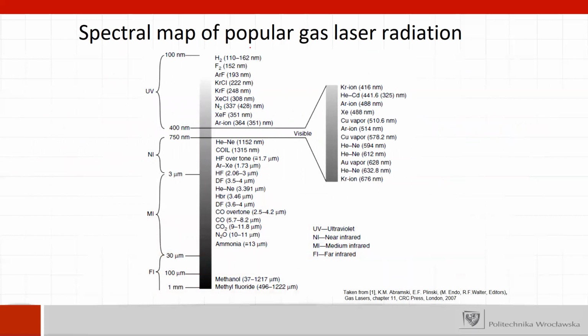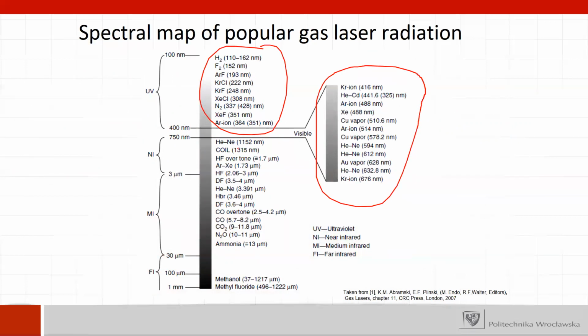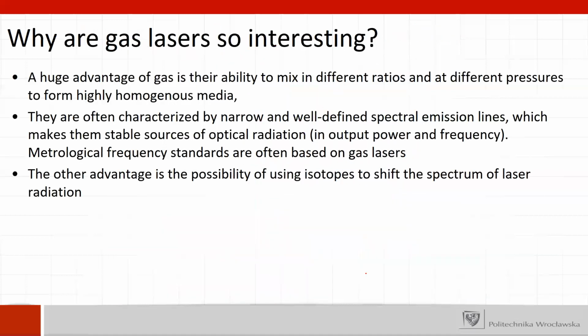Okay, so we have excimers that generate light in the UV range. We have a lot of compositions, mixtures that can generate visible light and also infrared light. And some of the gas lasers can generate even very far infrared, like methanol. You can see these are even millimeter waves. So with gas lasers, we can cover almost the entire optical bandwidth.